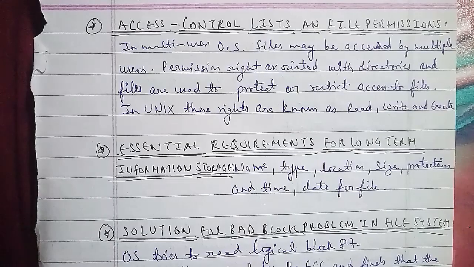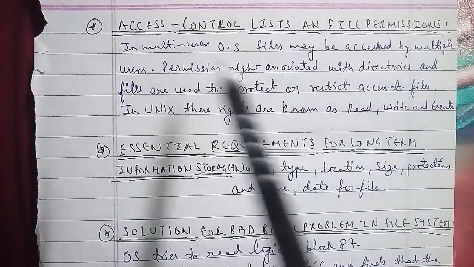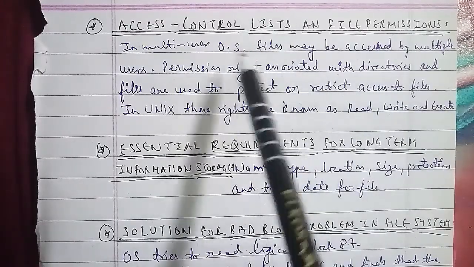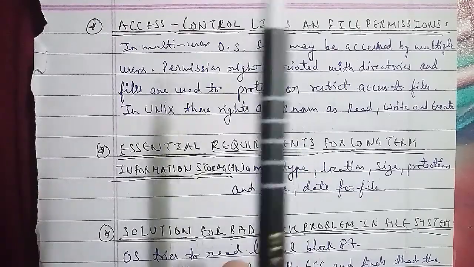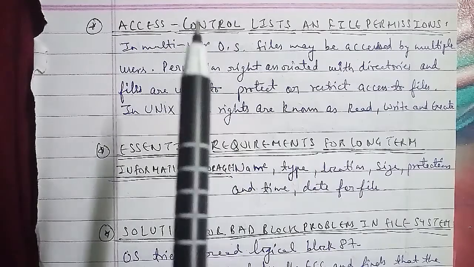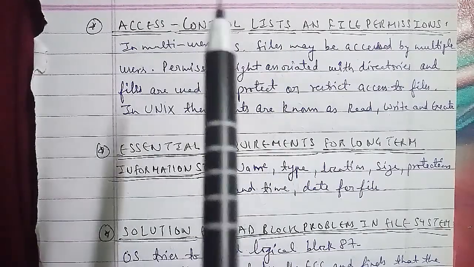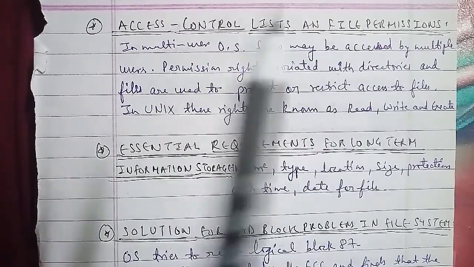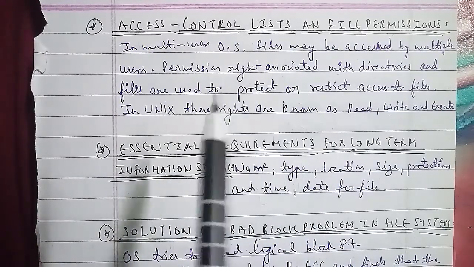Or the question that they can ask you, name the entries that make up the file control block, that is FCB. So you can just say that the FCB, the file control block, contains the information about the file, including the ownership and the permission, as well as the location of the file content. Now we'll discuss the access control list and the file permissions here.